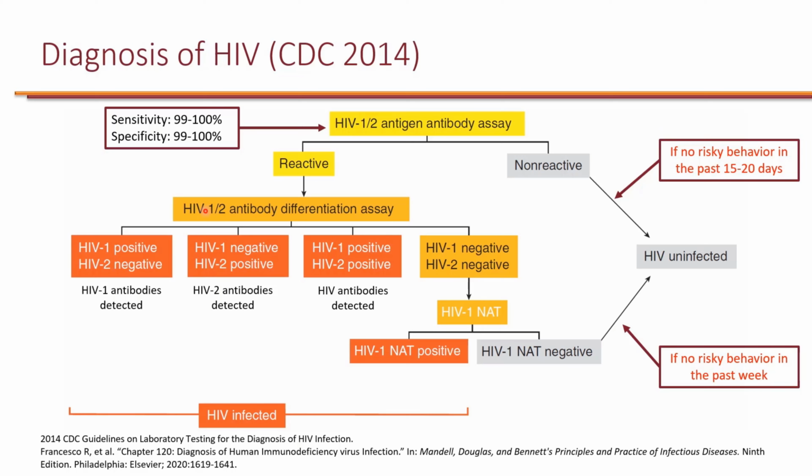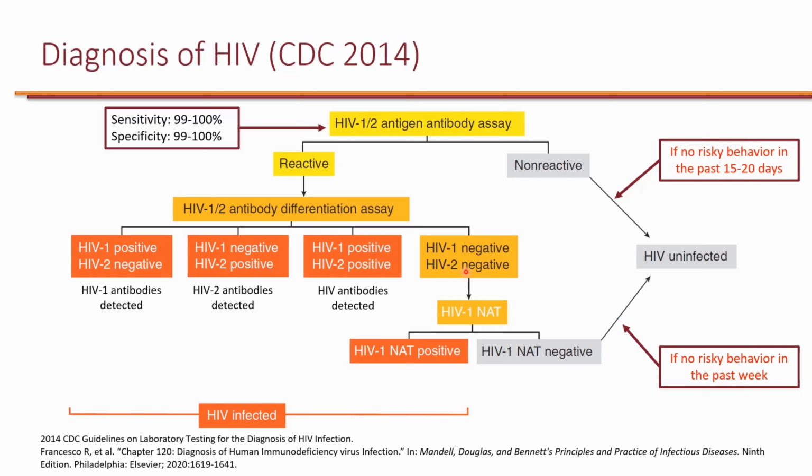If antibodies for HIV-1 are detected but not HIV-2, we can conclude that the patient has HIV-1. If the antibodies for HIV-1 are negative but HIV-2 is positive, we can conclude that the patient has HIV-2. If both are positive, then the patient is co-infected with HIV-1 and 2. And if neither tests positive, now we have a problem, because initially the antigen-antibody test was positive, but now we didn't find HIV-1 or 2.